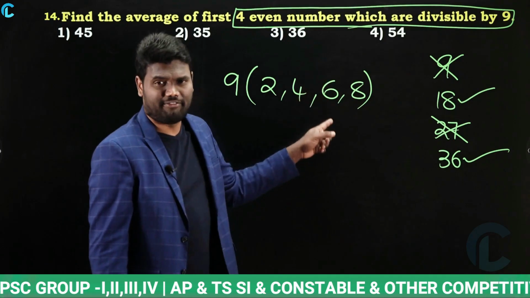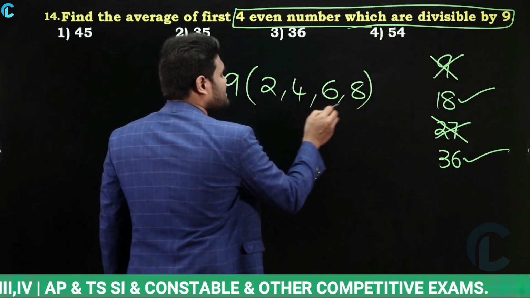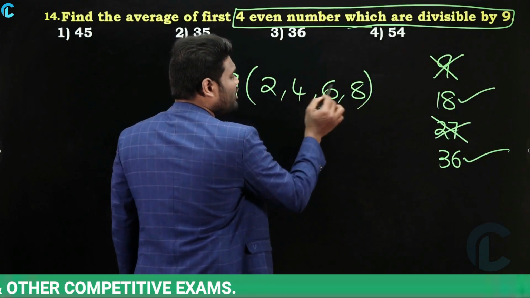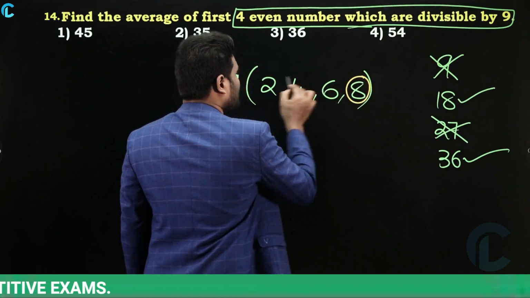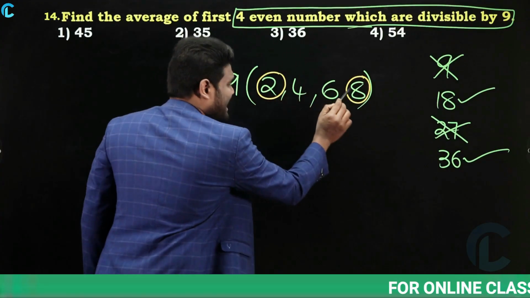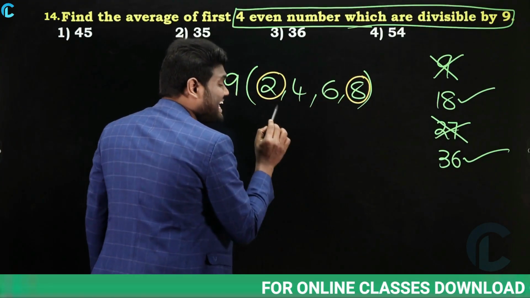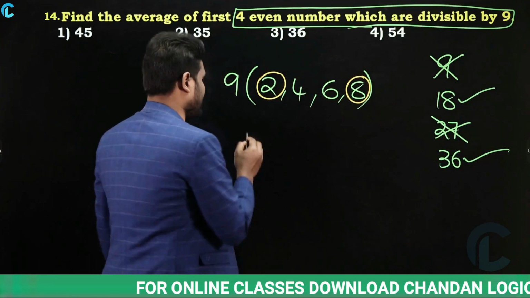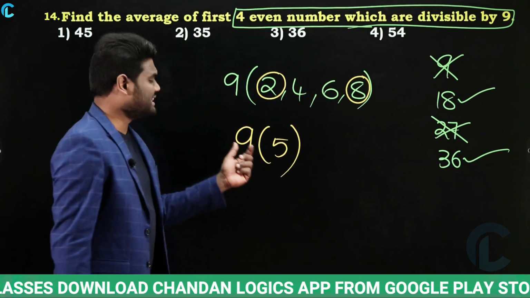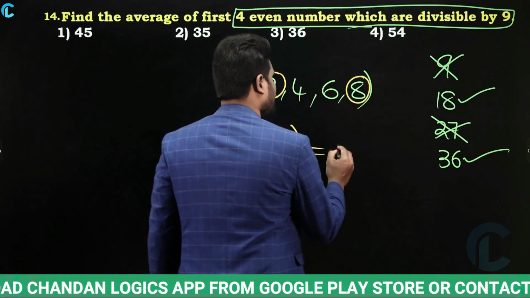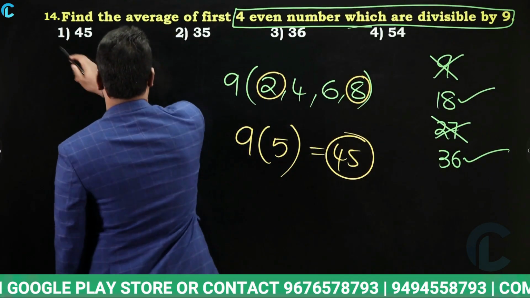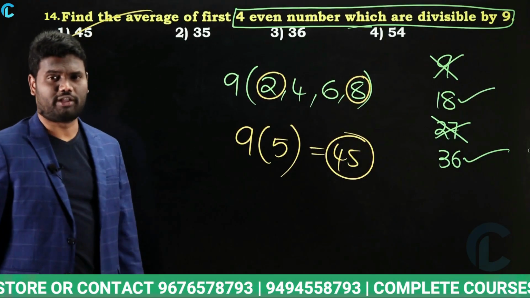So first 4 even numbers. Now look here, this series is in arithmetic progression. As the series is in arithmetic progression, if I need to calculate the average, it is highest number plus lowest number by 2. Highest number plus lowest number means 8 plus 2, 10. 10 by 2 is nothing but 5. So it should be multiplied by 9. So this is nothing but 9 into 5, which is nothing but 45. So we can say that the answer for this question is option 1, 45.